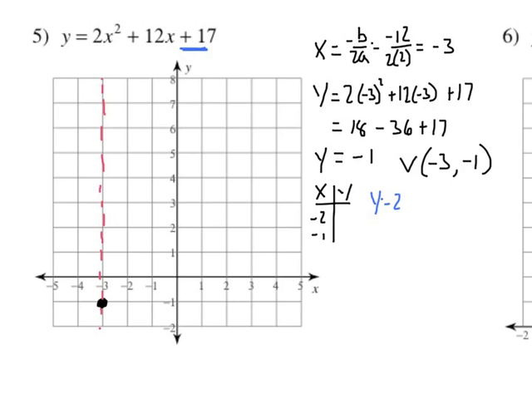y equals 2 times negative 2 squared plus 12 times negative 2 plus 17. So negative 2 squared is 4 times 2 is 8. 12 times negative 2 is negative 24 plus 17. What do we get, folks? 1. We get 1?